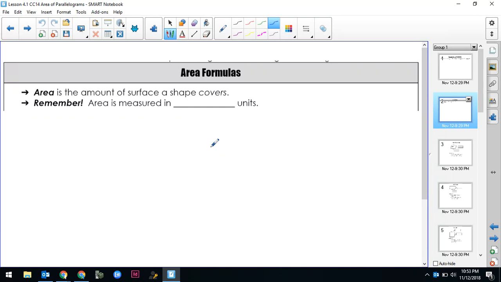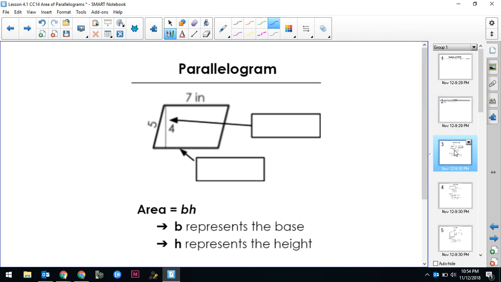When we do that, we measure area in what are called square units. Depending on how it is labeled, we might label this as miles squared, inches squared, centimeters squared. It just depends on the dimensions of the shape we're talking about. We take whatever those dimensions are and put a little 2 next to it to show that's a square unit. Okay, so the first thing we want to talk about is parallelograms.